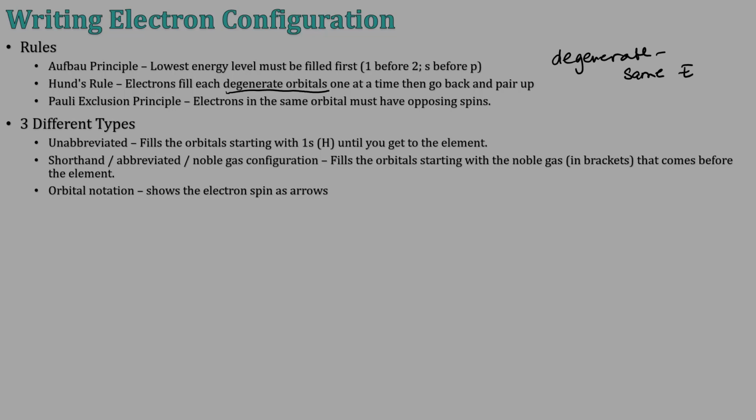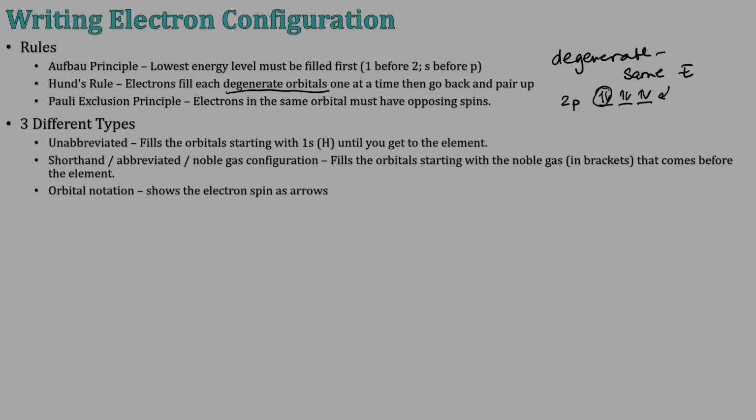Let's say we're looking at the 2p orbitals. There would be 3 2p orbitals because the p subshell has 3 orbitals, and these would all 3 be degenerate. They have to fill one at a time before they go back and pair up. I don't know if you remember that, but that's what I'm talking about. Electrons in the same orbital have to have opposing spins. That's the Pauli exclusion principle. So it's only 2 electrons in each orbital, and they have to have the opposite spin. They can't spin the same direction.